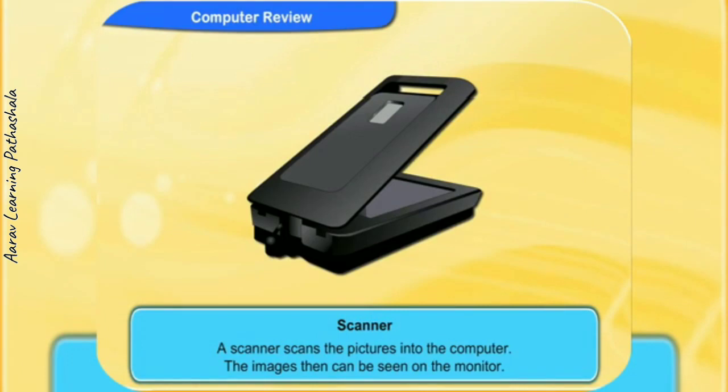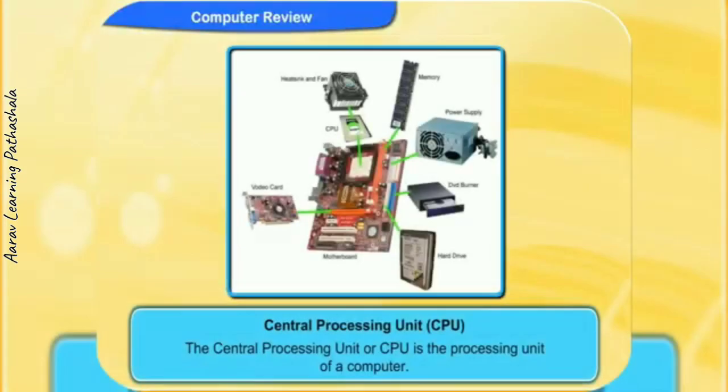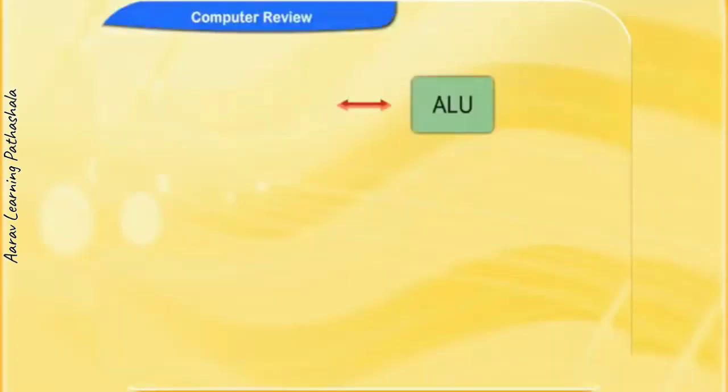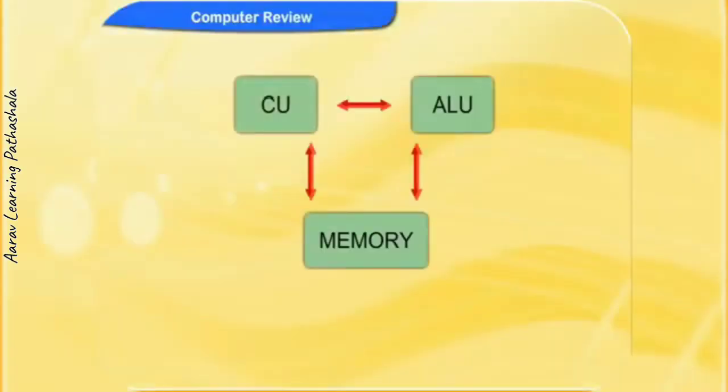Let us now look at the processing device. The Central Processing Unit or CPU is the processing unit of a computer. The CPU is present inside the CPU box. It does all the calculations of the computer. There are three parts in the CPU, the ALU, the CU and the MU.